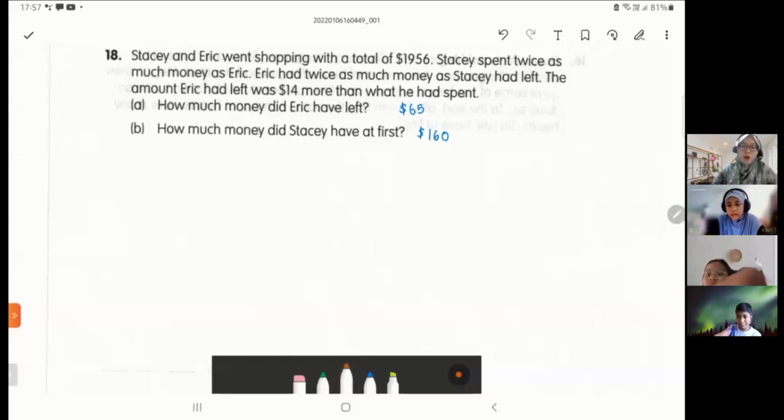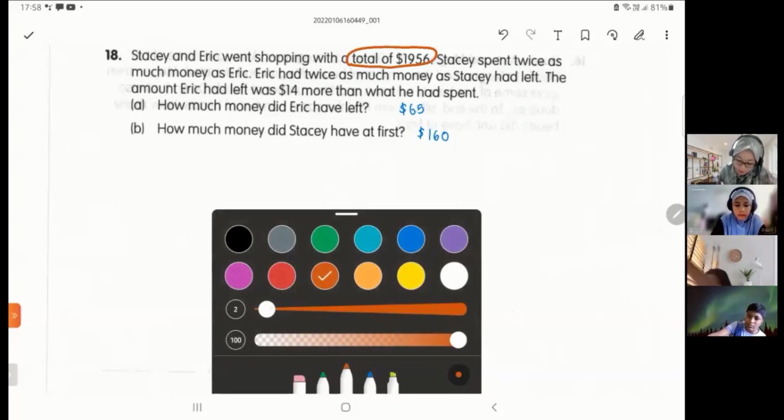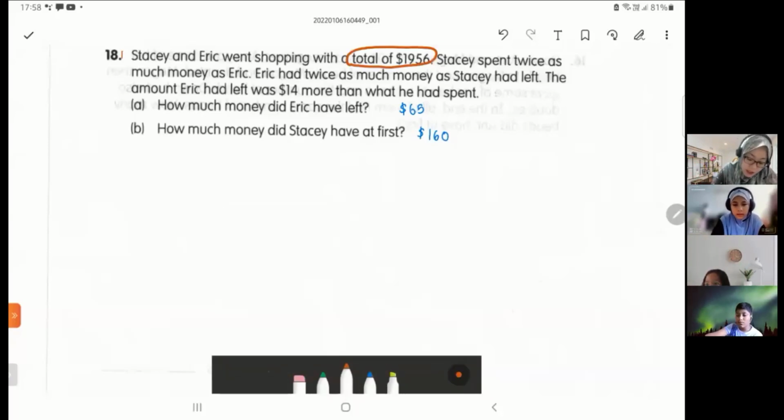Okay, Stacy and Eric went shopping with a total of $1,956. So this is the total amount of money that they actually have at first. So at first means before. I am going to use the before change after. And we are going to zoom into where the BCAs are in the question. Stacy spent. When you see the word spend, this is a change. So Stacy spent twice as much money as Eric. Twice means 2 units. Eric spent 1 unit. Okay, this is my change.